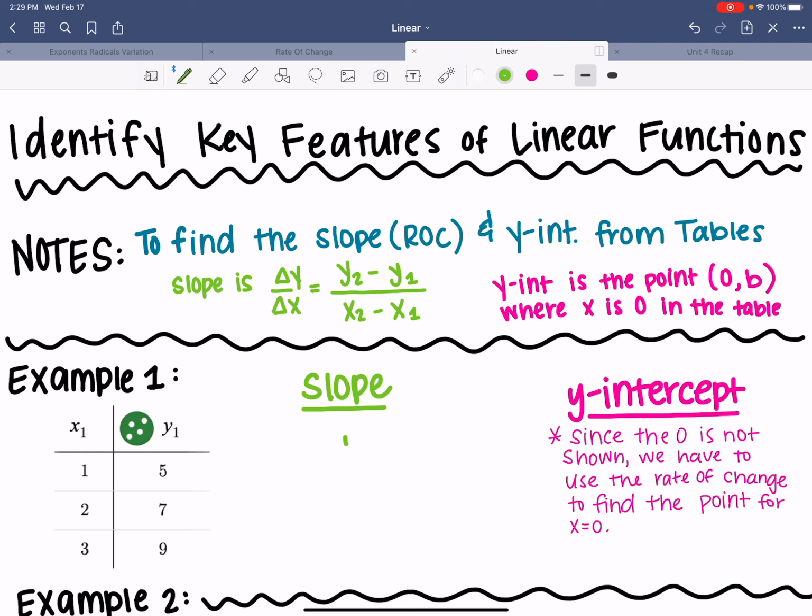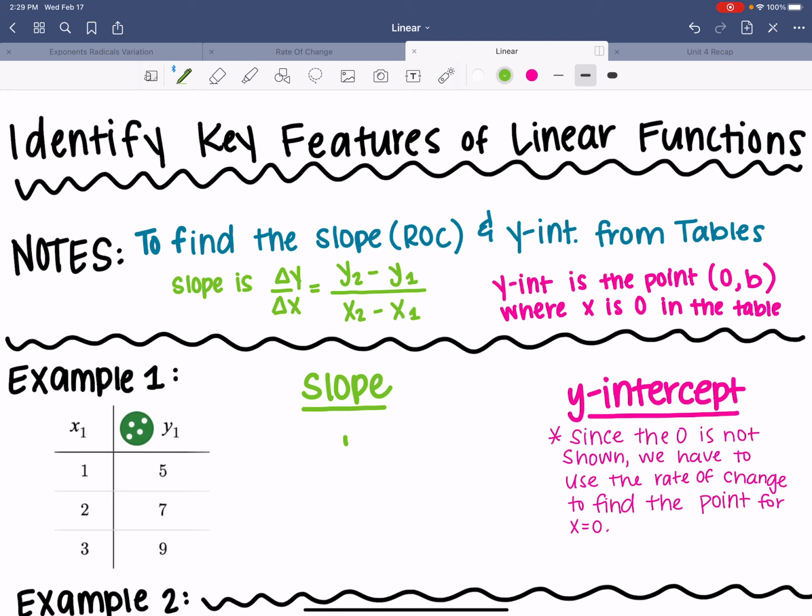In this video, we are going to be identifying the key features of linear functions. The key features are slope and y-intercept. Slope is the same thing as rate of change. Y-intercept is the point where your line crosses the y-axis. So from tables, which is what we're going to start with, we're going to use tables and then graphs.